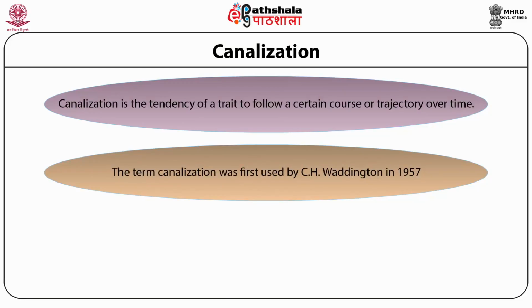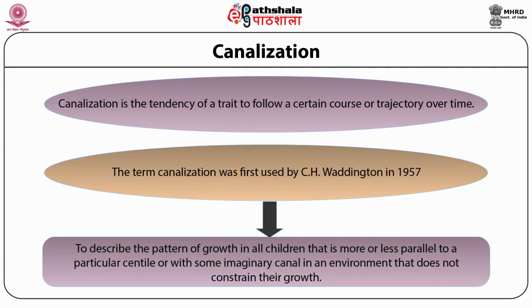The term canalization was first used by C.S. Waddington in 1957 to describe the pattern of growth in all children that is more or less parallel to a particular centile, or with some imaginary canal, in an environment that does not constrain their growth. It is most likely that this pattern is genetically determined and a target-seeking phenomenon whose main aim is to take an individual to the adult stature in an unconstrained environment.